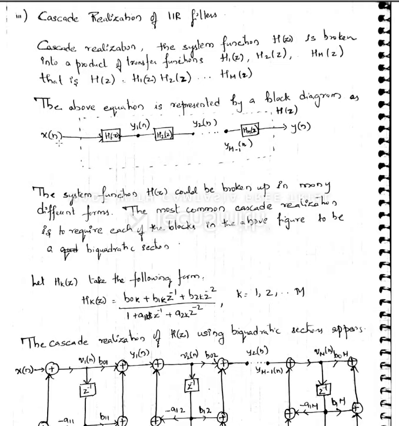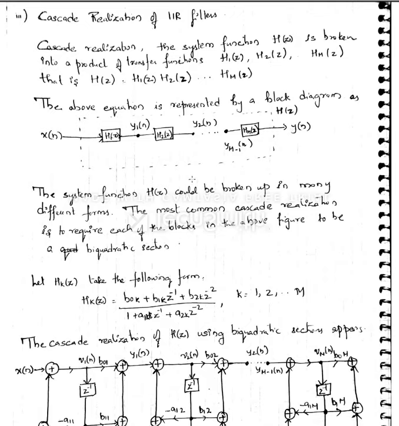So you have your input x of n. This entire transfer function, that is nothing but H of z, is split into H1 of z, H2 of z, and so on. The output y1 of H1 of z becomes the input to H2 of z and it goes on, and at the end you have your final output, that is nothing but y of n.